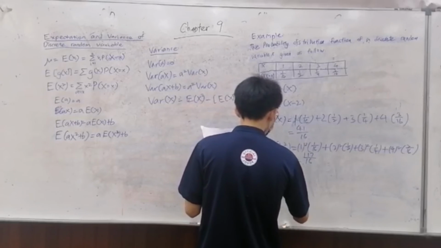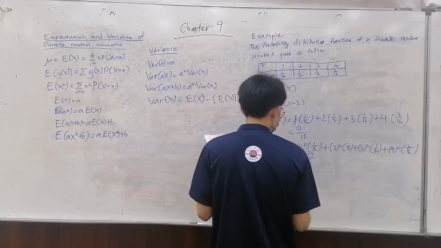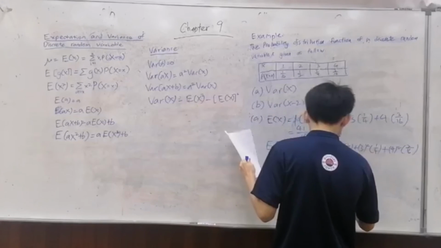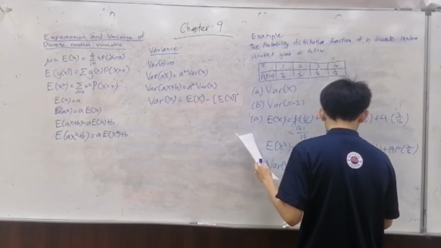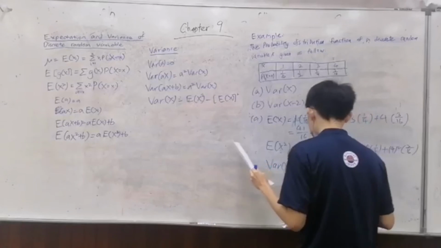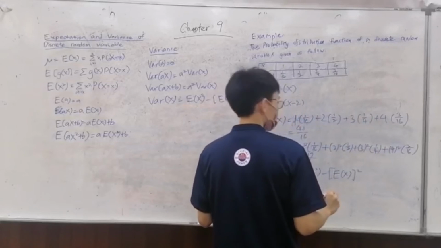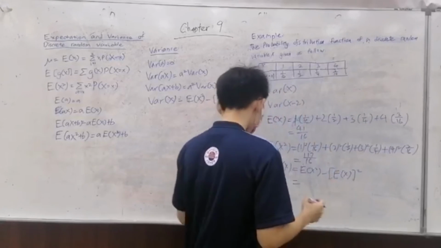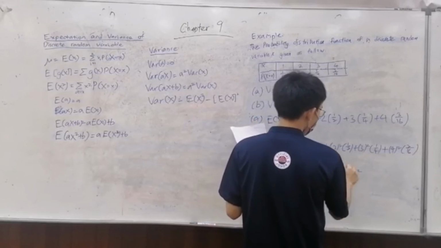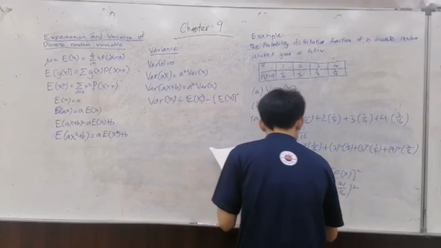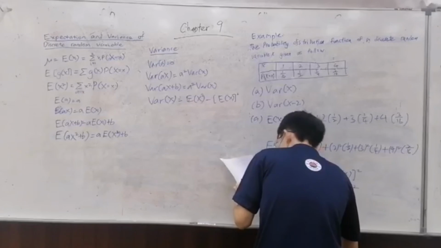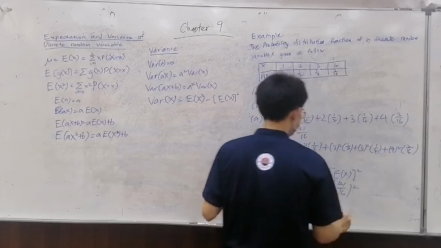So we find the variance of X. The formula of variance of X is equal to the expectation of X squared minus expectation of X bracket squared. And then expectation of X squared minus expectation of X bracket squared. The answer of the variance is 191/256.